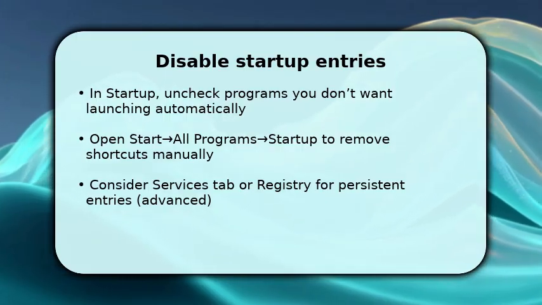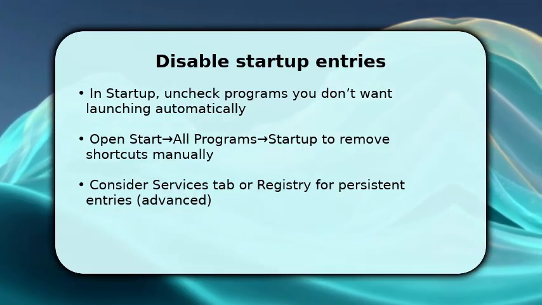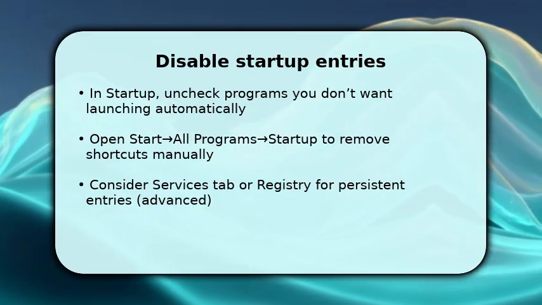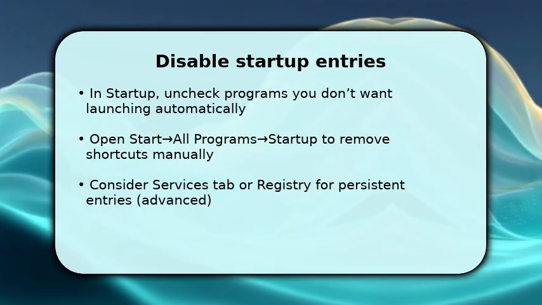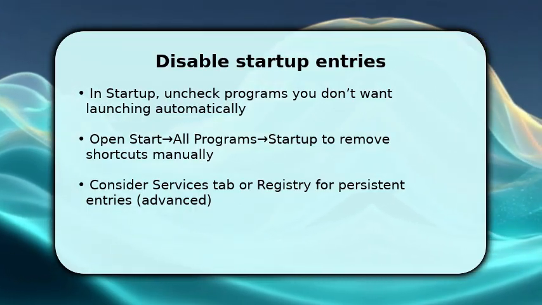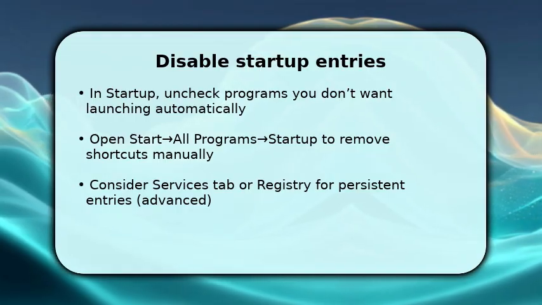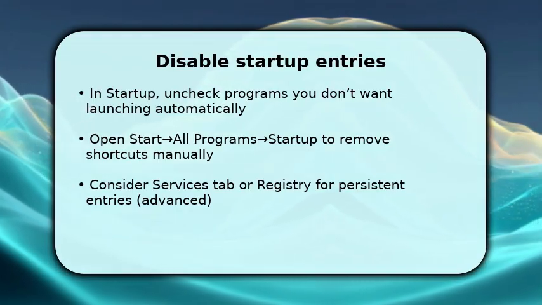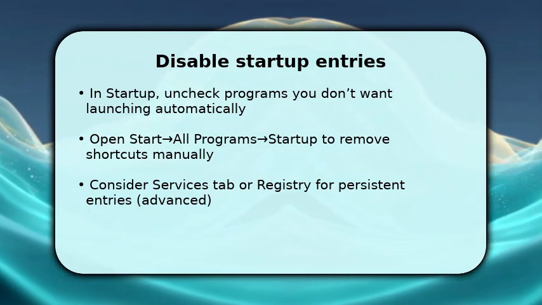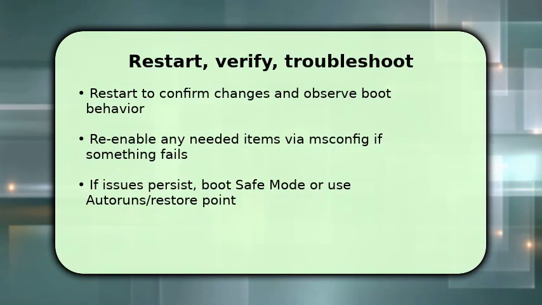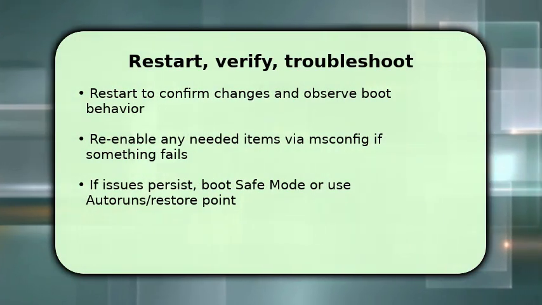If an item reappears or won't disable, check the Services tab and hide Microsoft services before disabling third-party services, or inspect run keys in the registry only if you're comfortable. Those steps are more advanced because they make deeper changes. Finish by restarting the PC to confirm the program no longer starts automatically. Watch boot time and behavior.